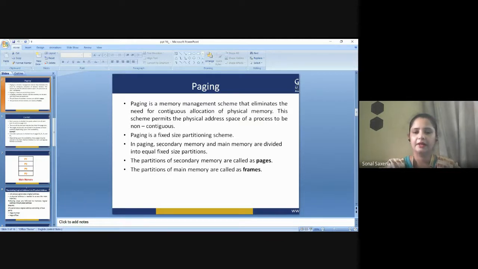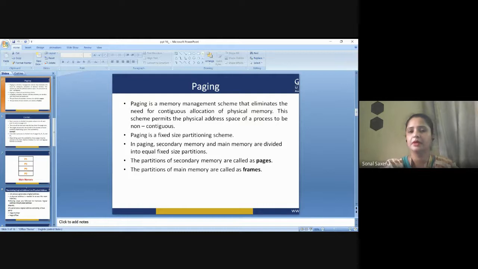Do remember that, as I told you, in paging we are going to partition both the memories, the secondary memory and the main memory. The partitions of the secondary memory are called pages. Each page is of fixed and almost equal size. Similarly, the partitions that you make in the main memory, the random access memory, are called frames. Even they are of equal sizes.